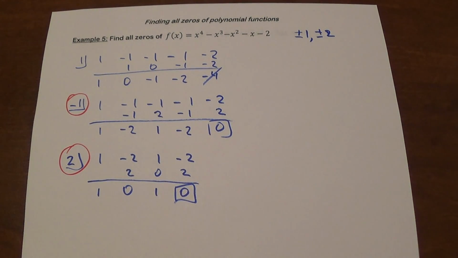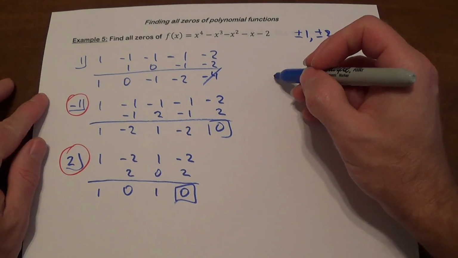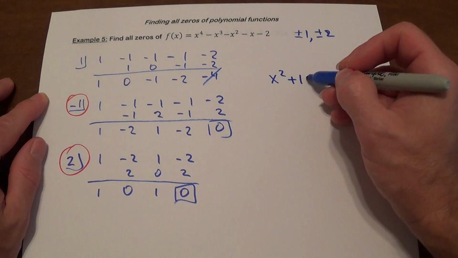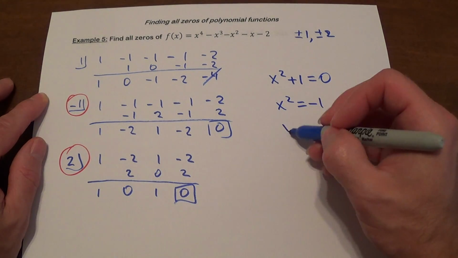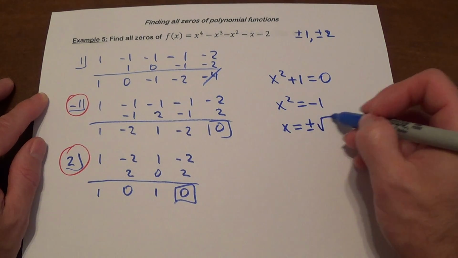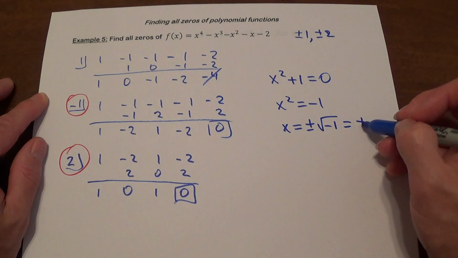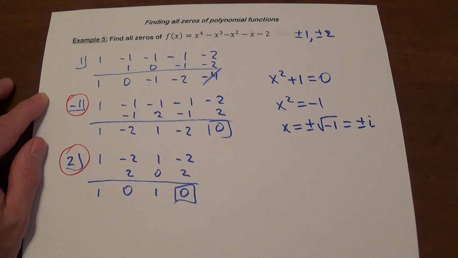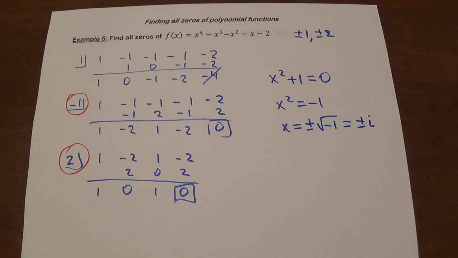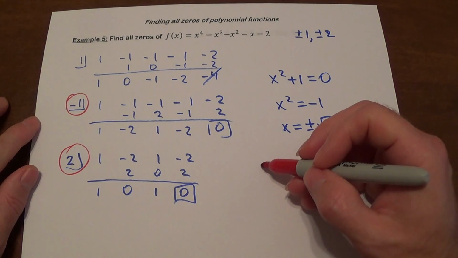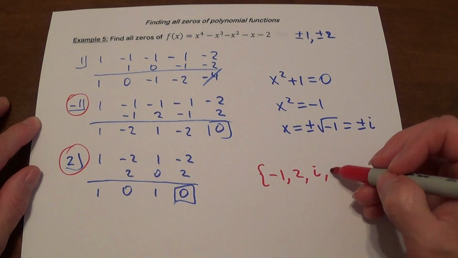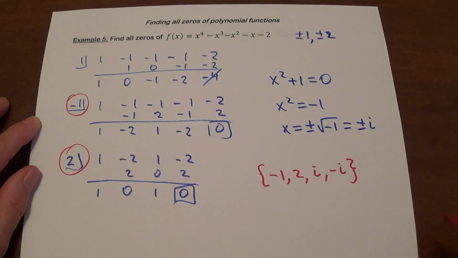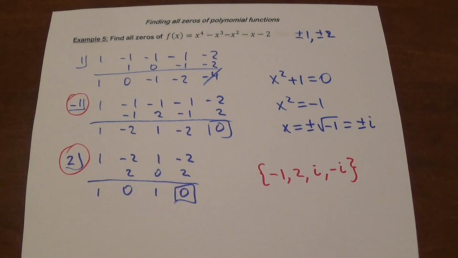So now this is a quadratic equation. We have x squared plus 1 equals 0. x squared equals negative 1. x equals plus or minus the square root of negative 1, which is going to give you plus or minus i. We have a total of 4 solutions for a 4th degree equation. Negative 1, 2, i, negative i. Okay.